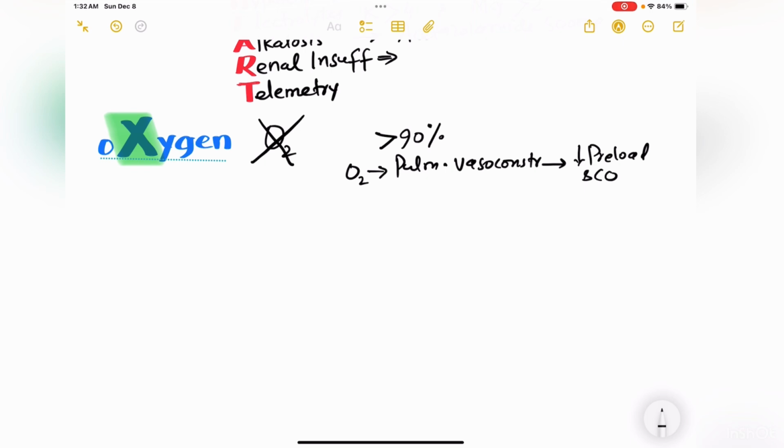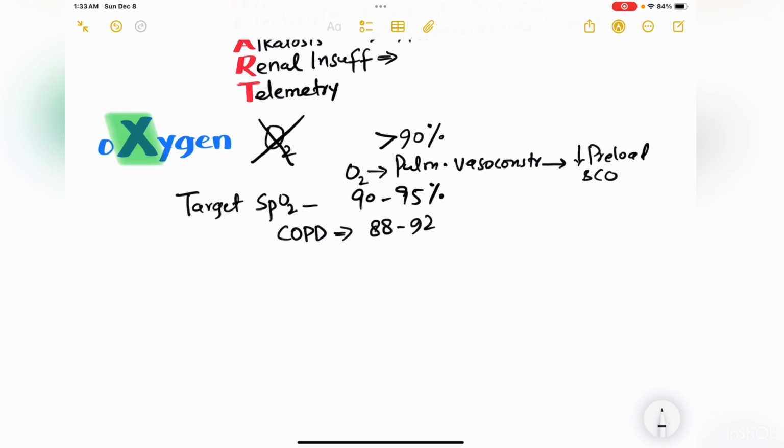But when we use oxygen, what should be our target oxygen saturation? Generally speaking, it should be between 90 to 95%. However, if the patient is a COPDer, so this patient has COPD and now has acute heart failure, we shouldn't go that high. So it should be on the upper end of 88 to 92%.